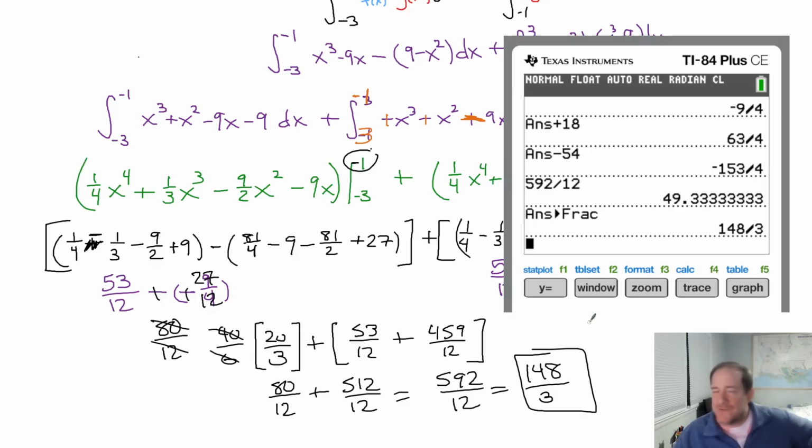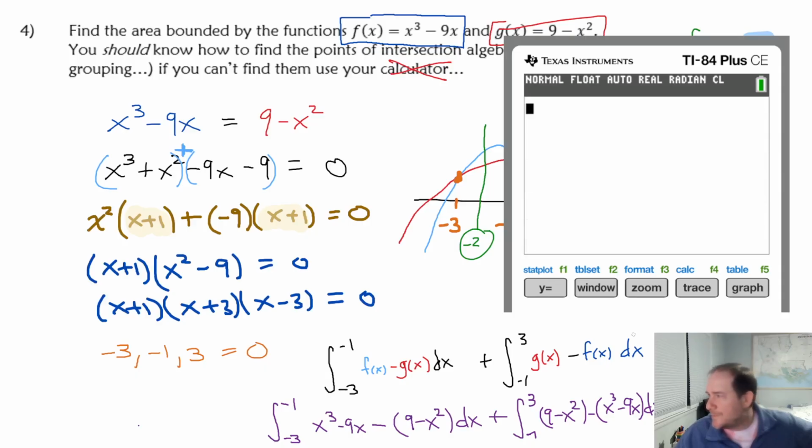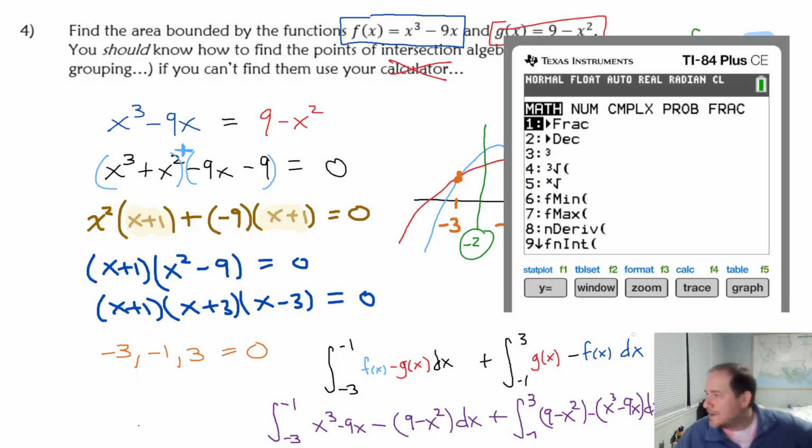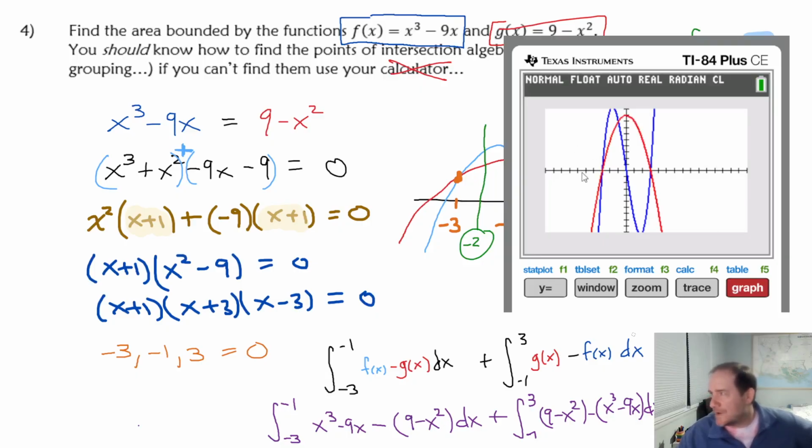Is now the best time to maybe show you how to do this whole thing on the calculator? I'm going to say yes. So if I scroll way back to the top, what would it look like if we did this whole thing on the calculator? Well, obviously step one is to plug in the functions. So cubic function goes first, and the other guy next, 9 minus x squared. You could hit graph on these. There they go crossing each other.